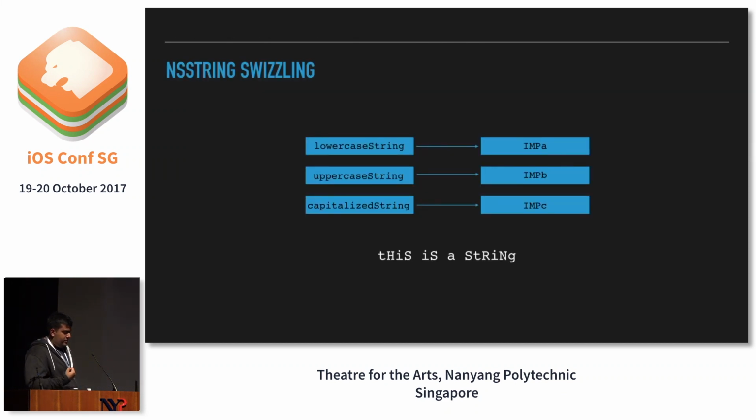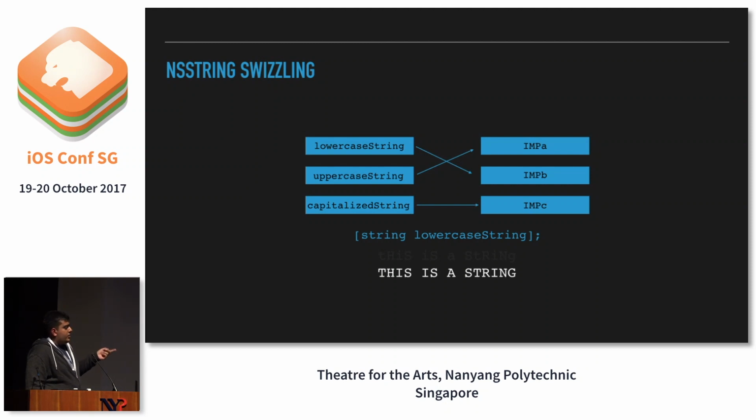But let me just show you what it looks like. Let's say this is a selector table for NSString, where you have common methods like lowercase string, uppercase string, and capitalized string, and their function pointers A, B, and C. If I give you this string and call lowercase string on it, it will return what you expect, which is the lowercase string. If you swap the function pointers of lowercase string and uppercase string and call lowercase string again, you'll see that now you will get this, because the function pointers have been swapped.